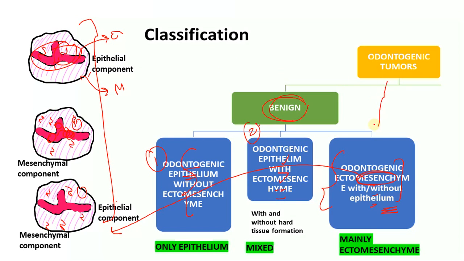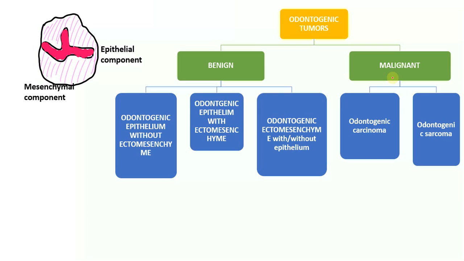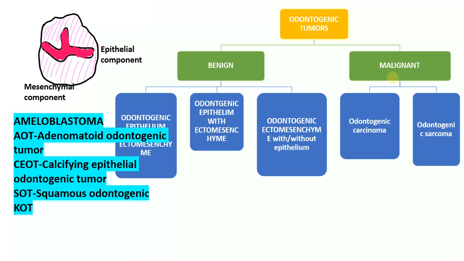Further, this was probably the toughest part of the classification. It's very easy to remember the examples. The first part, only the epithelium, includes the ameloblastoma, the adenomatoid odontogenic tumor, the calcifying epithelial odontogenic tumor, the squamous odontogenic tumor, as well as the keratocystic odontogenic tumor. This one is the controversial one.